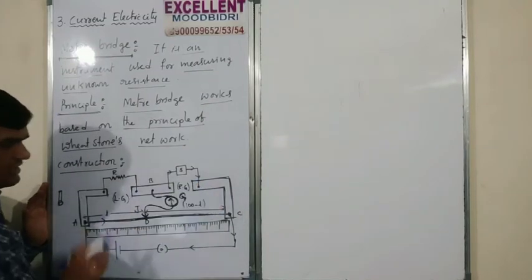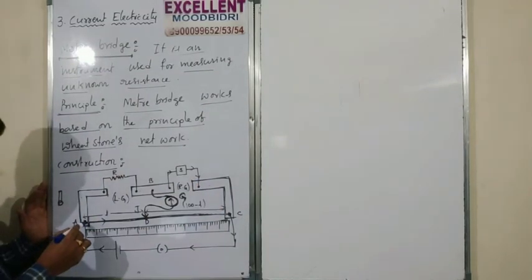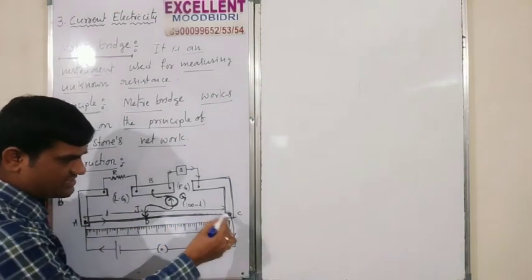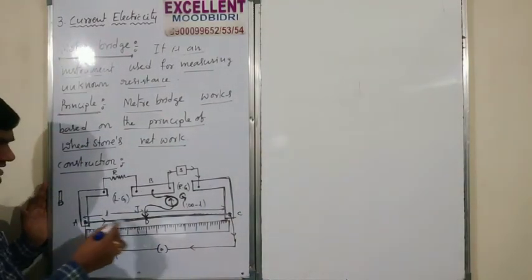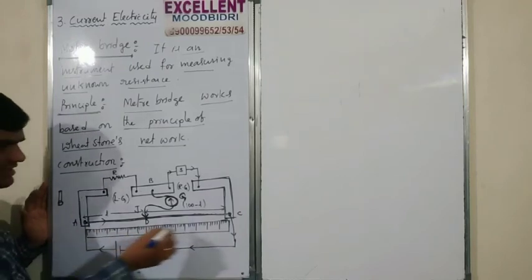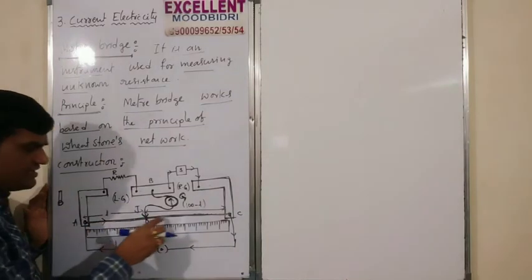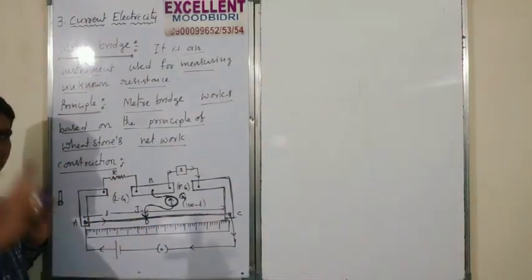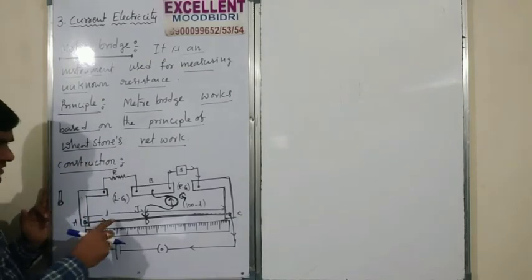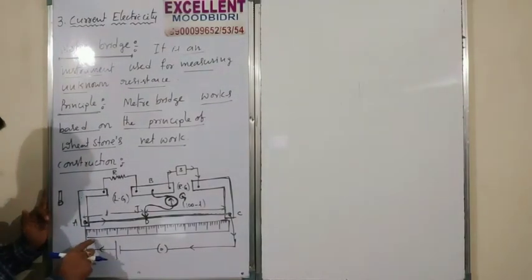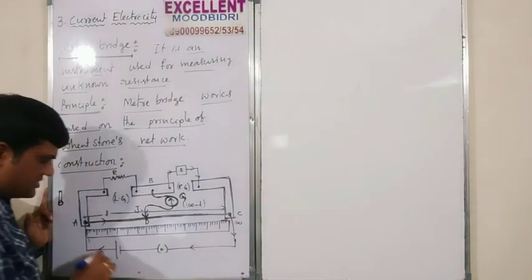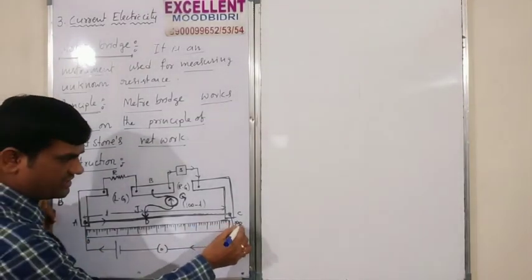That is the top part. Next, down here we have a metallic wire. This is the manganese wire, which has high resistance. This wire we fix between A and C. Exactly this wire length is equal to 1 meter. That's why we call this a meter bridge. A meter scale, 0 to 100 centimeters, will also be arranged here.